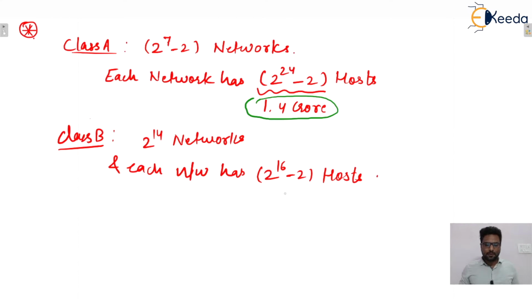Similarly, in class B it is 2 raised to power 16 minus 2, which is about 65,535. So in class B also, the number of hosts in each network is around 65,000. If an organization's requirement is about 2000 hosts, then most of the IP addresses get wasted, isn't it?